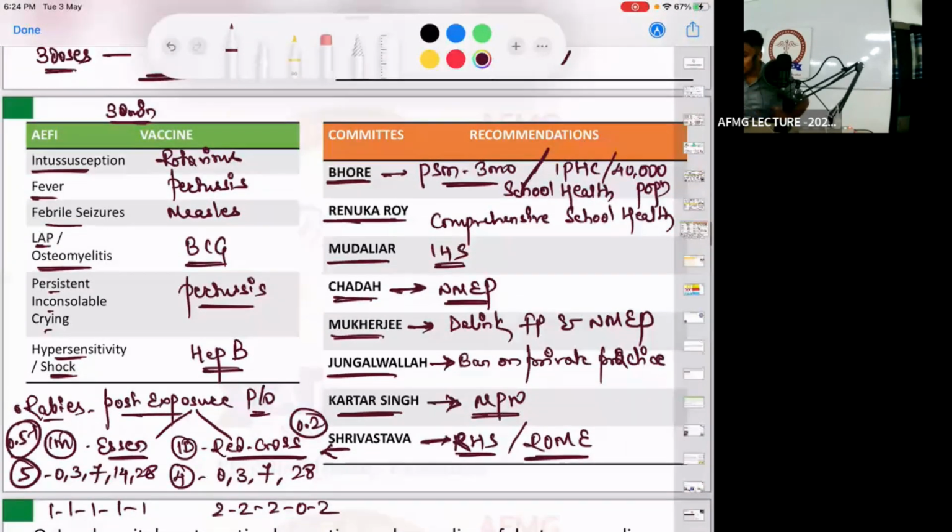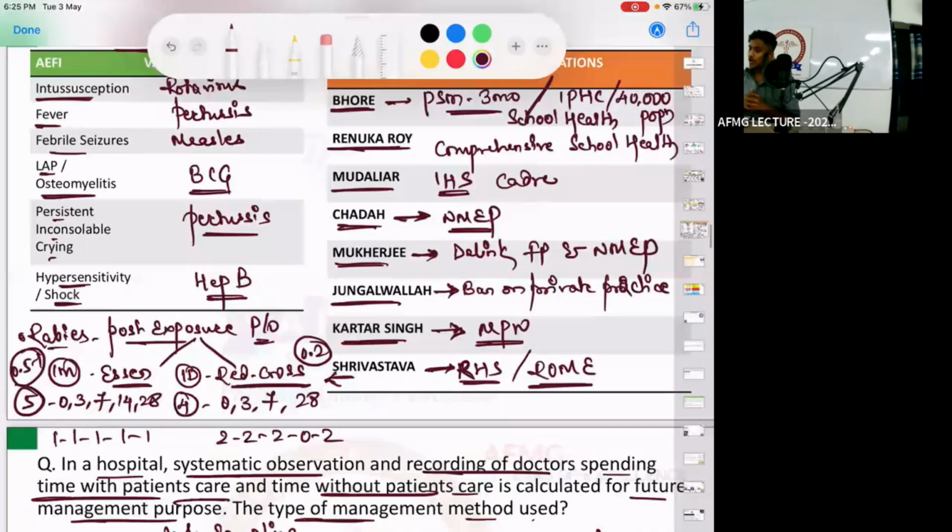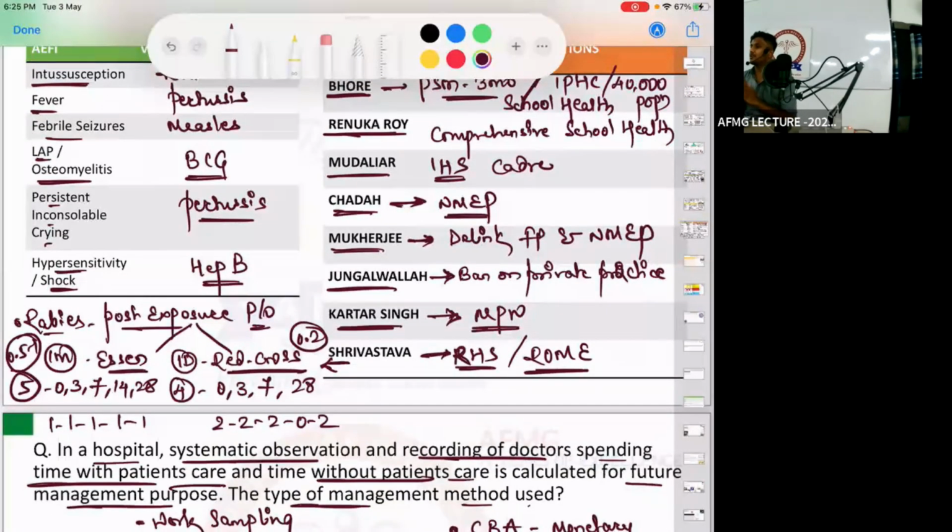So quickly now. Who bored us with 3 months of PSM? Which is the first committee to work on school health? Who gave the recommendation of 1 PHC per 40,000 population? Which committee worked on comprehensive school health? Renuka committee worked on it. Indian Health Services cadre recommendation was given by? Who worked on the National Malaria Elimination Program?